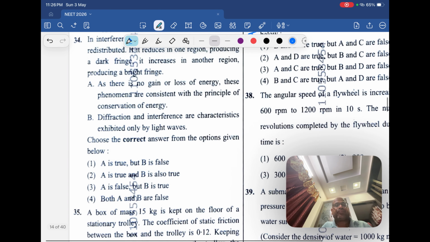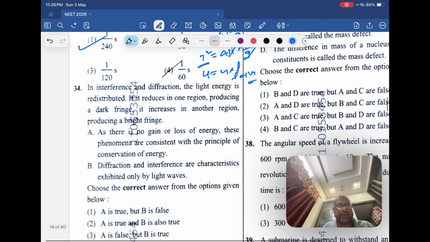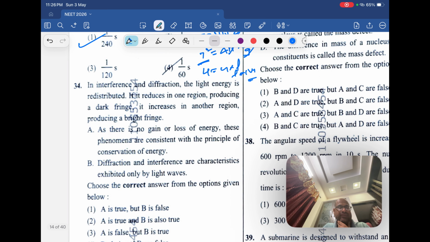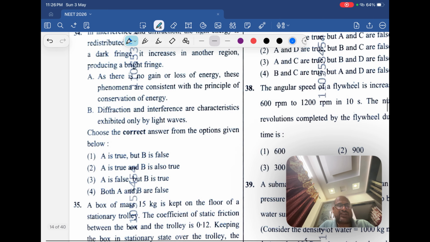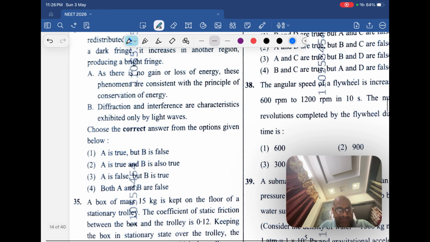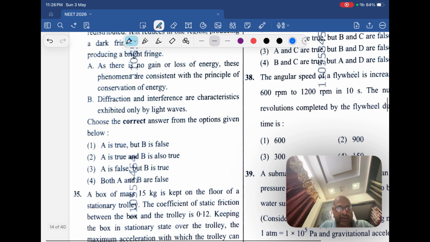Okay, so you can mark this question here. Now next, you can see in interference and diffraction the light energy is redistributed. That is true. If it is reduced in one region, producing a dark fringe, it increases in another region, producing a bright fringe. This is conservation of energy. There is no gain or loss of energy. These phenomena are consistent with the principle of conservation. Now, diffraction and interference are characteristic only of light waves.